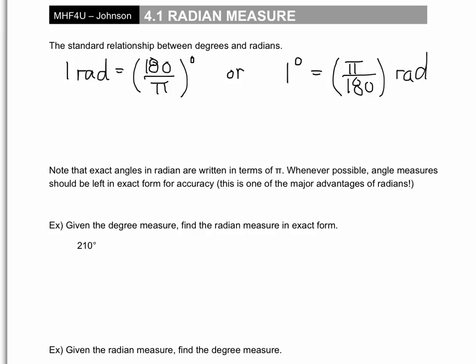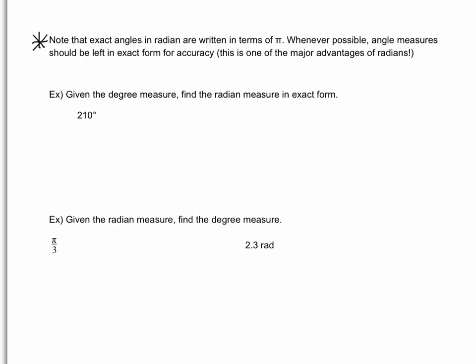Now, one thing to keep in mind as we are working through this unit is that exact angles in radians are often written in terms of pi. So that means that you should leave them in exact form, because that is going to be the most accurate form for our angle. This is actually one of the major advantages of radians, is that we can get extremely accurate measures of angles. That means then that you want to leave them in fraction form and with those pi's. Let's now look at a couple of examples on how to convert from degrees to radians and vice versa.